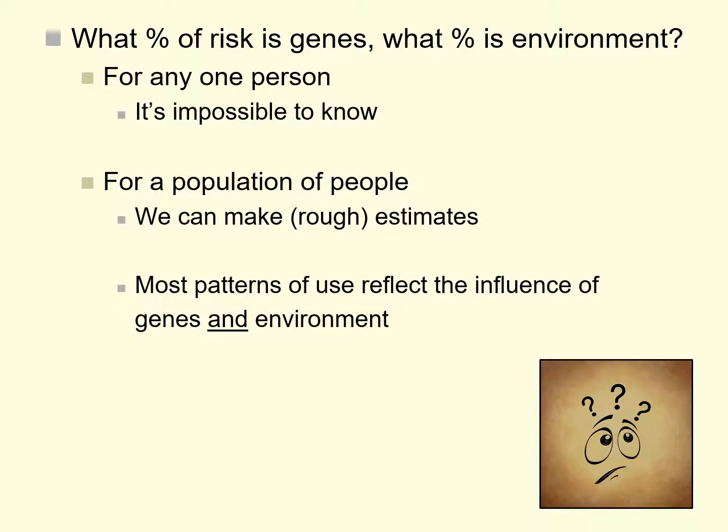What you can do is, with a population of people, say the population of people in America, or the population of college-age folks, we can roughly estimate the fraction of the variability in a behavior, in this case addiction, which is due to genes and which is due to environment. And maybe a really important point to take here is that most behavior, including most patterns of substance use, is a product of both genetic influences and environmental influences, whether we consider the whole population or really even focus on one person. It's rarely the case that we can say that any behavior, including something as complicated as substance use, is entirely due to genes or entirely due to environment.